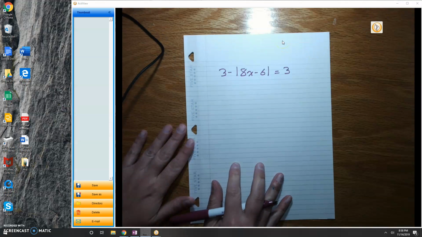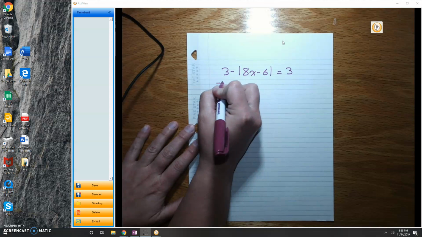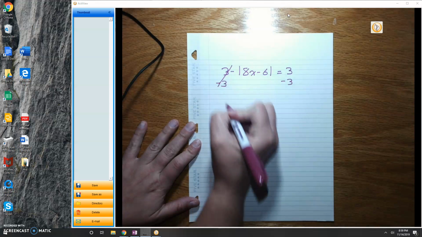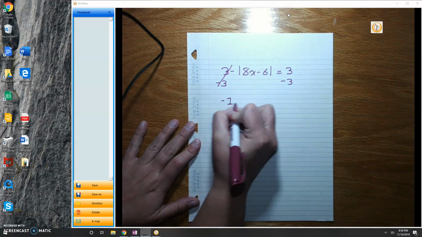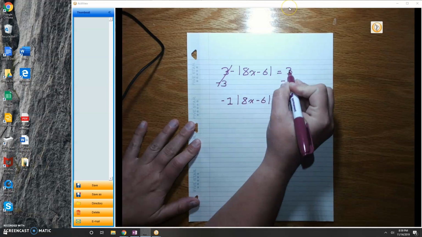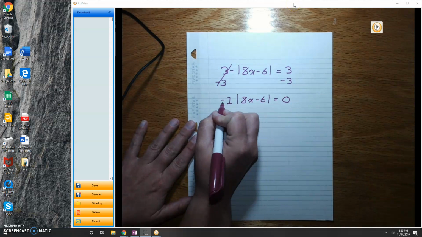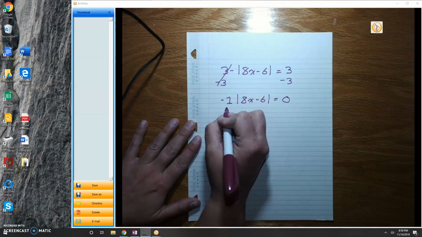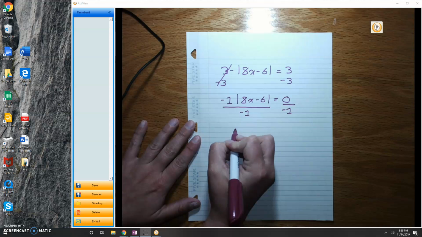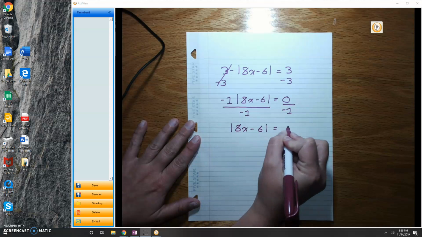All right. So just like I said, how do I get rid of a positive 3 out front? Let's go ahead and subtract it. And then this negative, this is just a fancy way to say negative 1 out front. No need to overthink that one. And 3 minus 3 is 0. Oh, this is kind of cool. All right, so now to get rid of that multiplication, I am going to divide by negative 1. And I'm left with absolute value of 8x minus 6 equals 0.